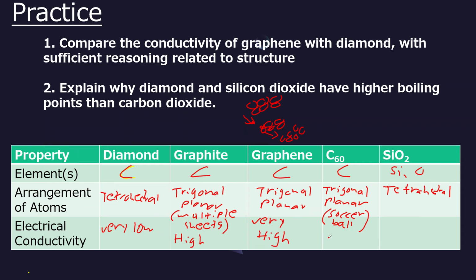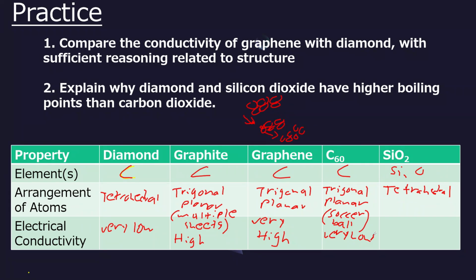C60, low conductivity. And why is that? Even though it has trigonal planar and it has delocalized electrons within its structure, it's got every carbon having a double bond in that soccer ball shape. So electricity can conduct well within that soccer ball, but that's only 60 carbons within trillions and trillions and trillions in a particular real sample that you might have. To jump between the soccer balls would have to be a very difficult jump, I think.